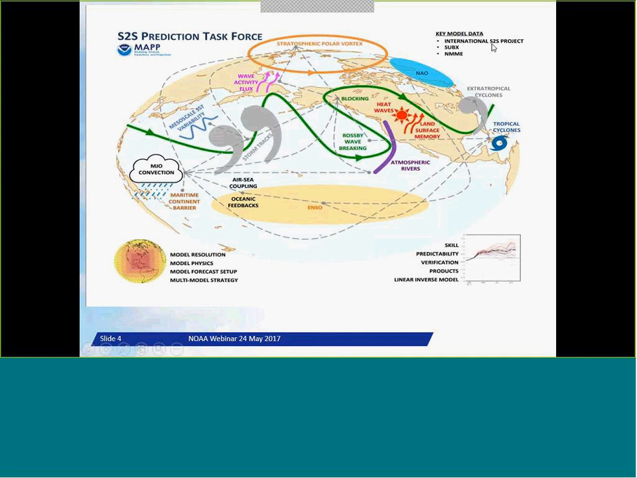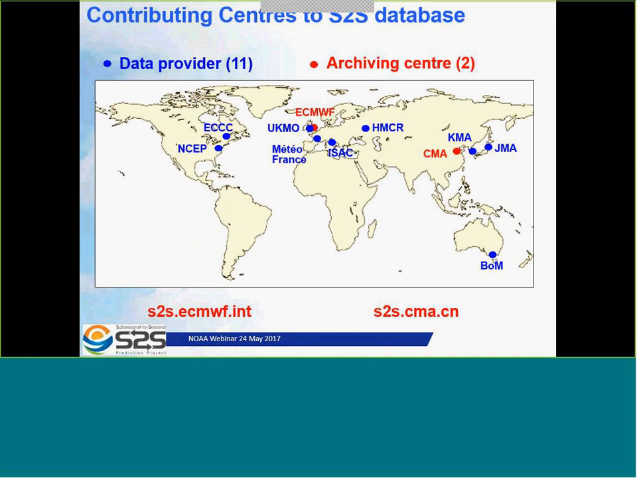So the S2S database, which I will describe now, includes real-time forecasts and reforecasts from 11 operational centers across the world. So we have NCEP with the contribution of CFSv2, Environment Canada, and subseasonal forecasts from the UK Met Office, ECMWF, Meteo-France, ISAC in Italy, HMCR in Russia, CMA, KMA, JMA, and the Bureau of Meteorology. And we have two archiving centers, ECMWF and CMA, and the addresses of the data portals. This database is already operational. It's available to the research community from those two data portals.